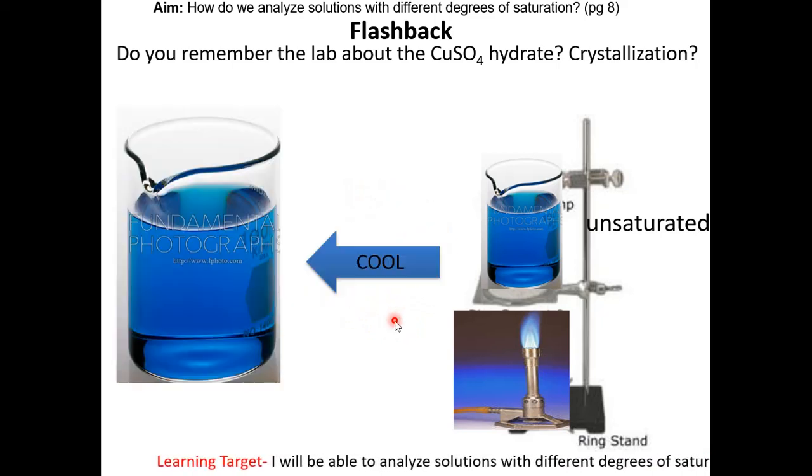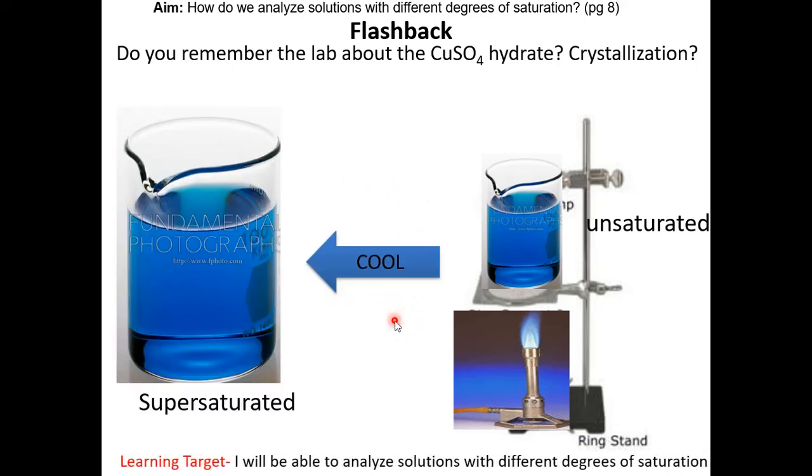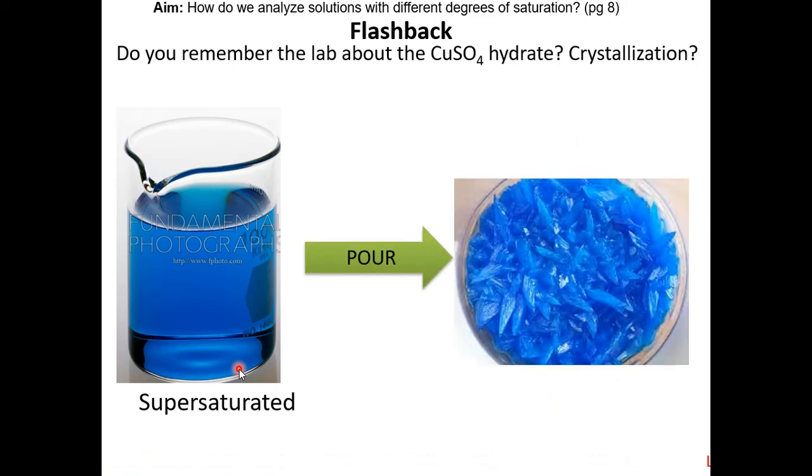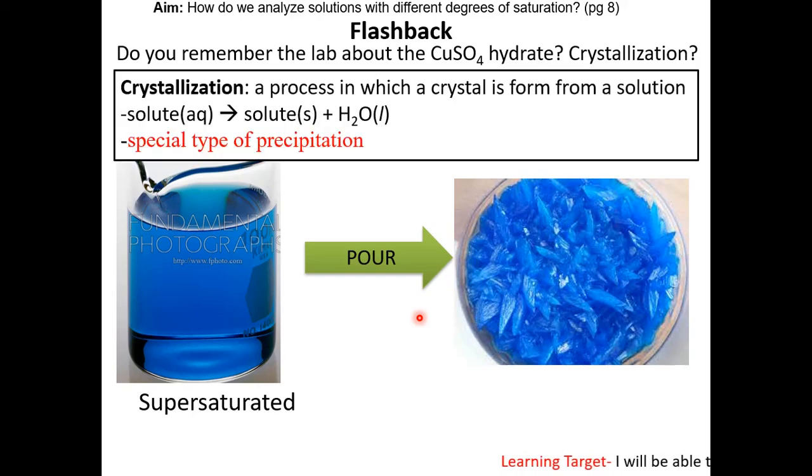Then the unsaturated solution is cooled to room temperature, becoming supersaturated. The supersaturated solution is poured onto a watch glass and then it crystallizes. This is the process of making a supersaturated solution and performing a crystallization experiment. Crystallization is a process in which a crystal is formed from a solution. This is the general equation. Crystallization is a special type of precipitation.